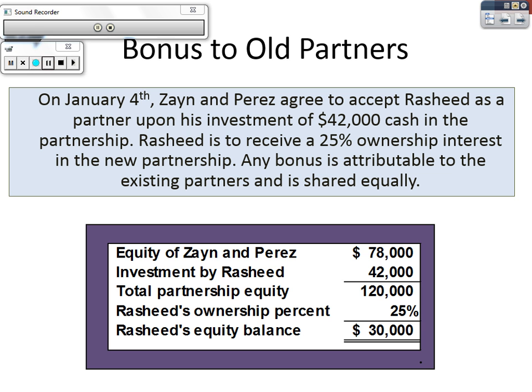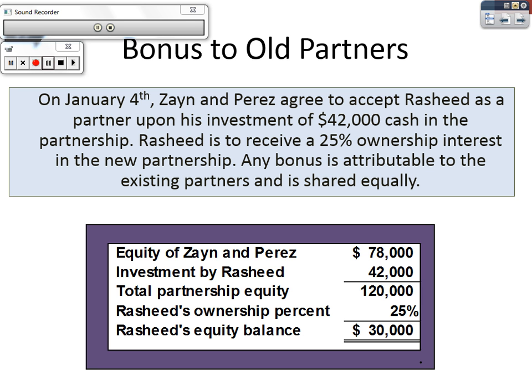It just said any bonus is attributable to who? Existing. So is it a bonus to the new or to the old? To the old. So equity of Zan and Perez. This is basically their equity balance, both of their capital balances added together. The new person came in with 42,000 cash, right? So now that makes total equity increase to 120,000.